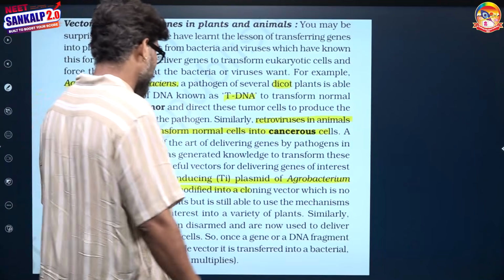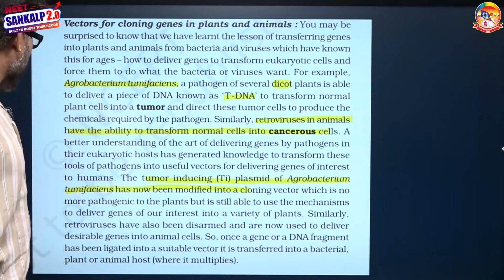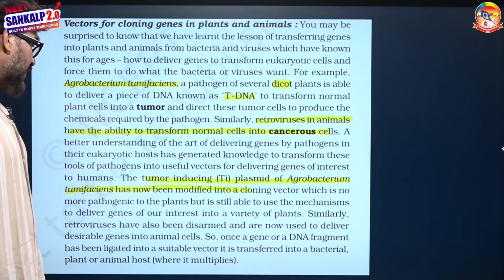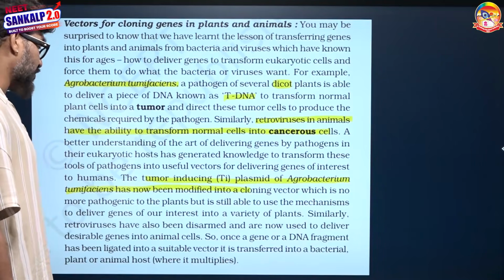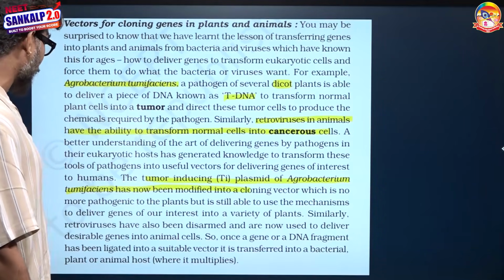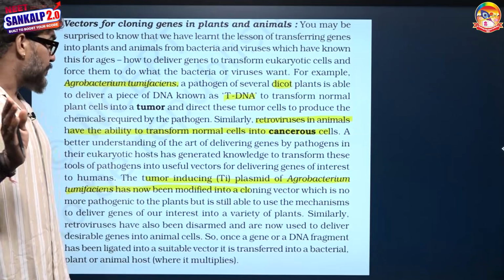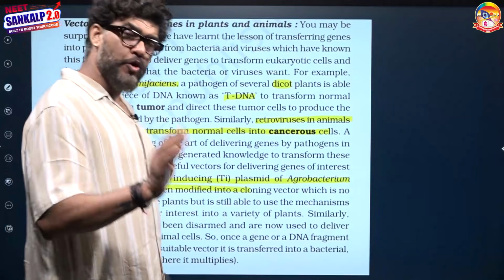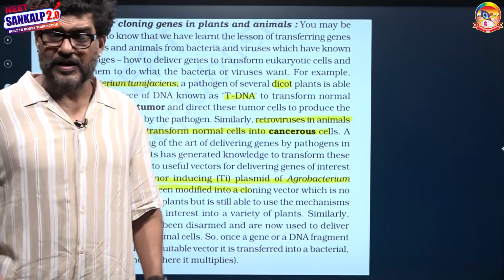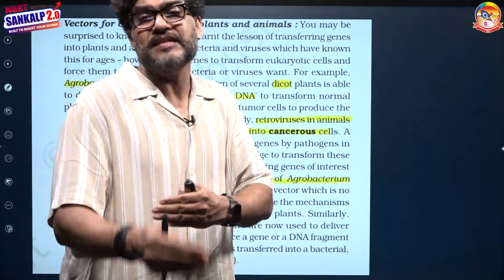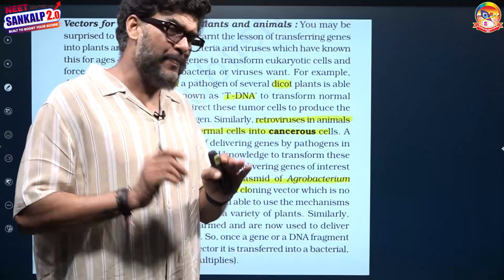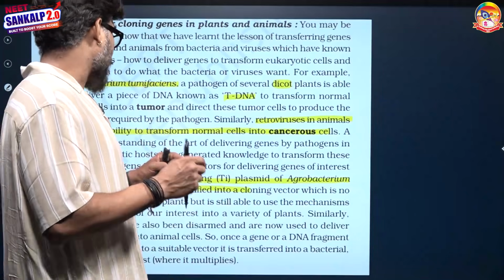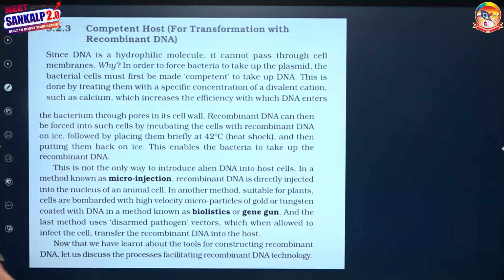Pathogenic to the plant, but is still able to use the mechanism to deliver the gene of our interest into a variety of plants. Similarly, the desired gene can also be transferred into animals. The retrovirus and the tumor-inducing plasmid of Agrobacterium are to be modified in such a manner that their disease-causing ability is finished. Such types of vectors are known as disarmed vectors.